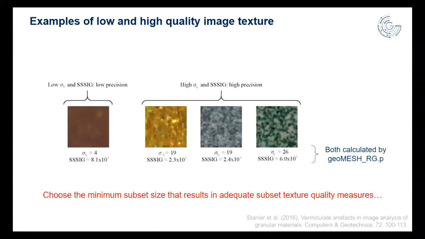And in essence, then, what you want to do in terms of setting up your PIV analysis is identify the minimum subset size that's going to result in adequate subset texture quality measures. Right? So you can control these outputs to a degree by increasing or decreasing your subset size. And the optimum value is the smallest value that gives you good numbers for these quality measures.